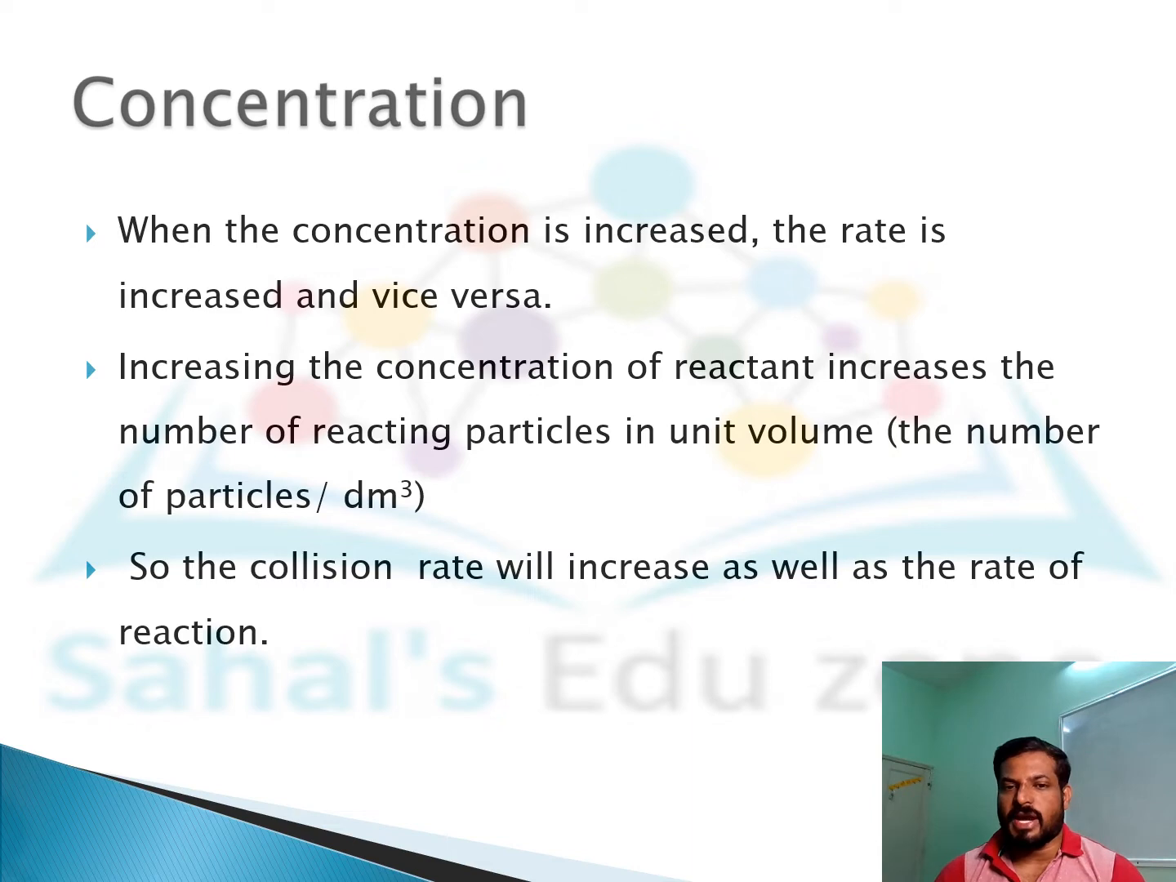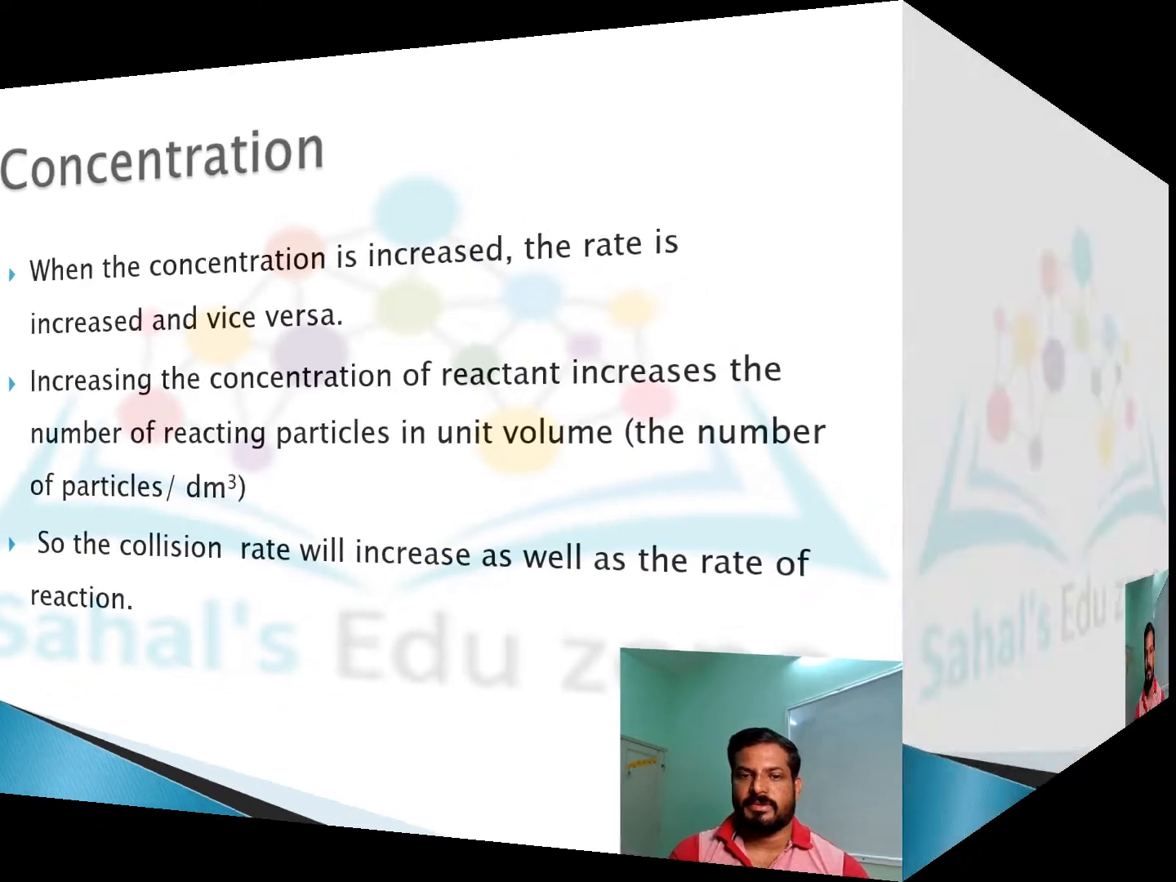So more effective collisions will take place. Due to more effective collisions, the reaction rate will increase. Increasing the concentration of reactant increases the number of reacting particles in unit volume, so the collision rate will increase, and the rate of reaction also increases.